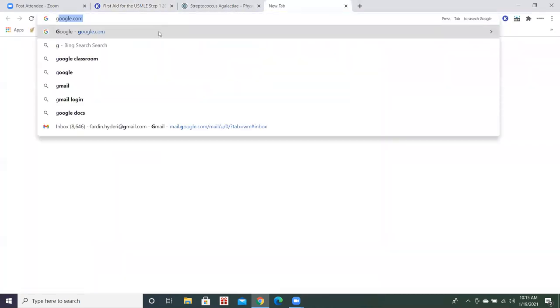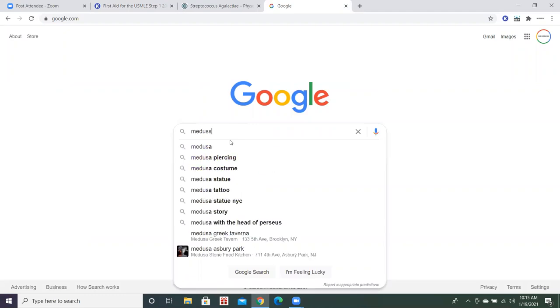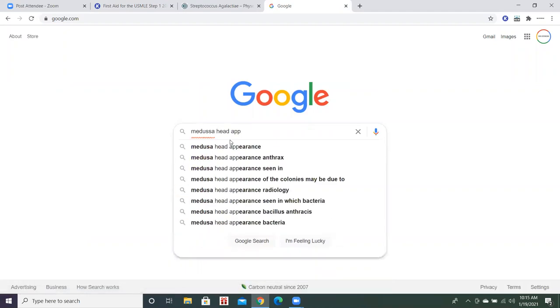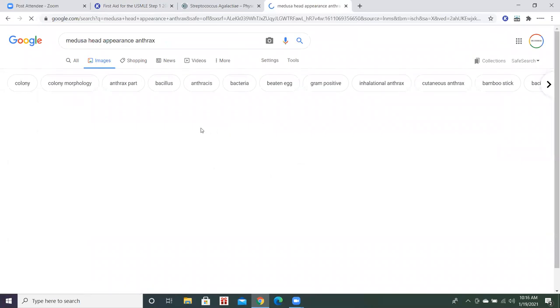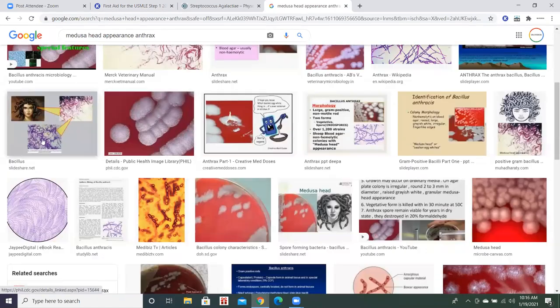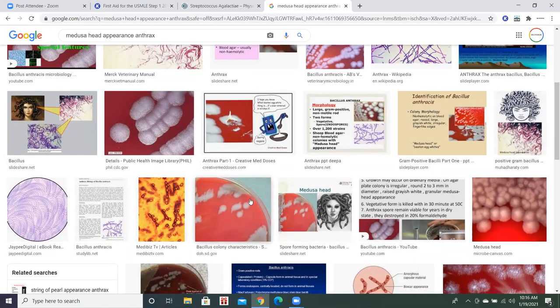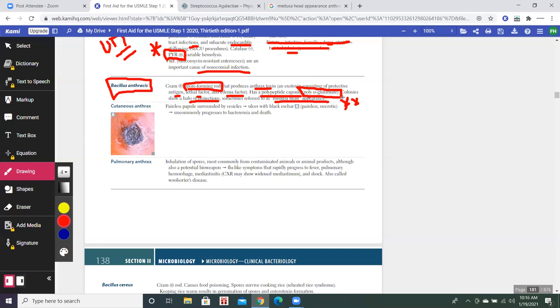Let me show you over here. Okay, one second. Okay, this is the type of colonization. As you can see, this is the mythical creature that is Medusa with snakes on her head, right? And the colonization is usually a bit like this. The reason I'm showing you this one is because this is a high yield question from Step 1, especially in AMBOSS, they use this one. So Medusa's head appearance. So Bacillus anthracis has a Medusa's head appearance on the culture.